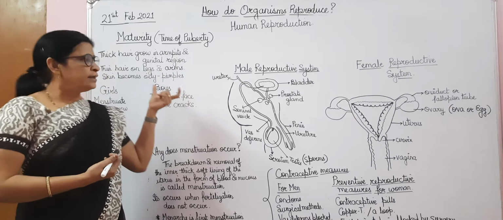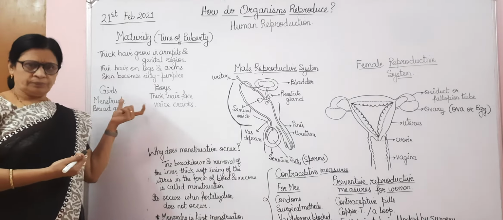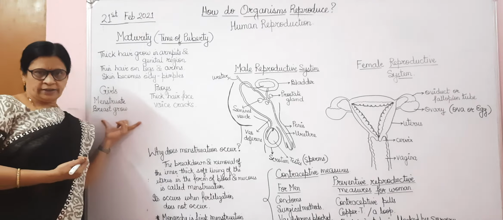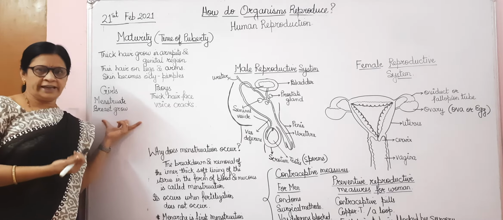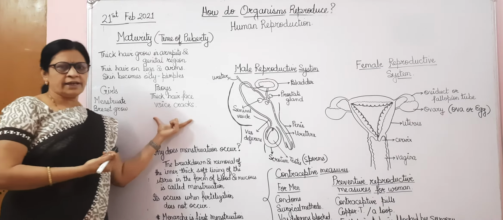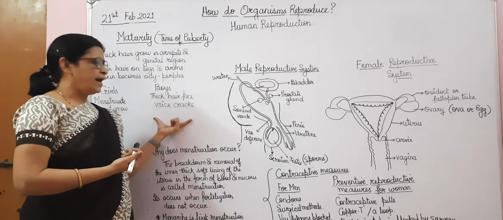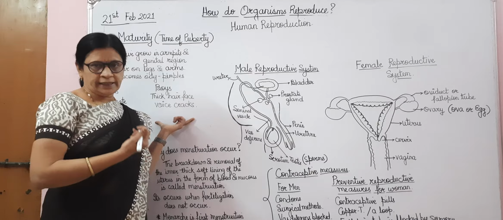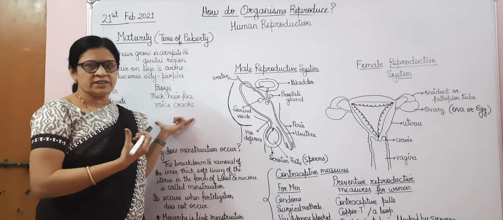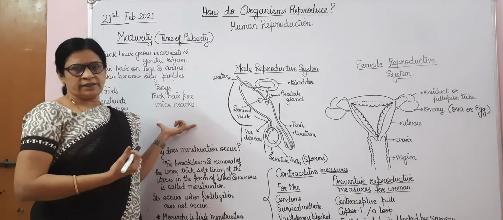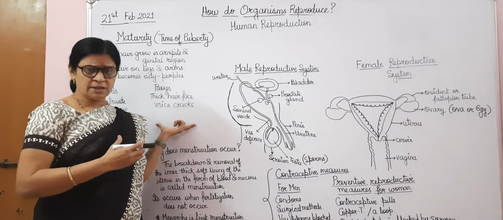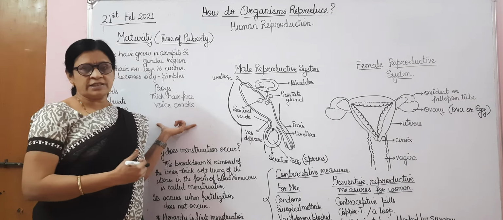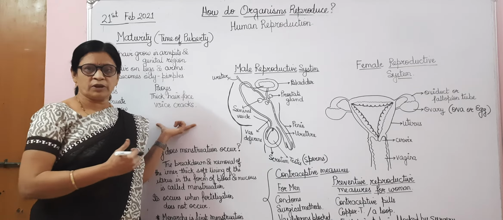Especially in girls, the breasts grow, the size of the breast increases. They menstruate. Every month they bleed for 2 to 8 days. And in boys there is thick hair growth on the face and their voice cracks. So these are some of the maturity symptoms in boys and girls. Now when they mature, because of the hormonal changes, these puberty levels are observed in boys and girls.